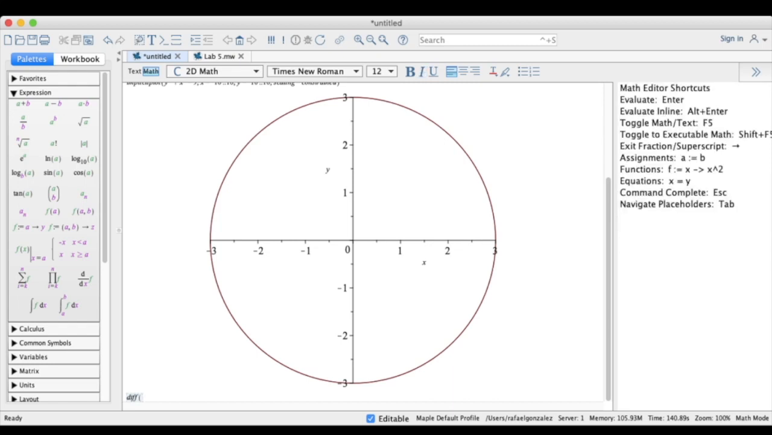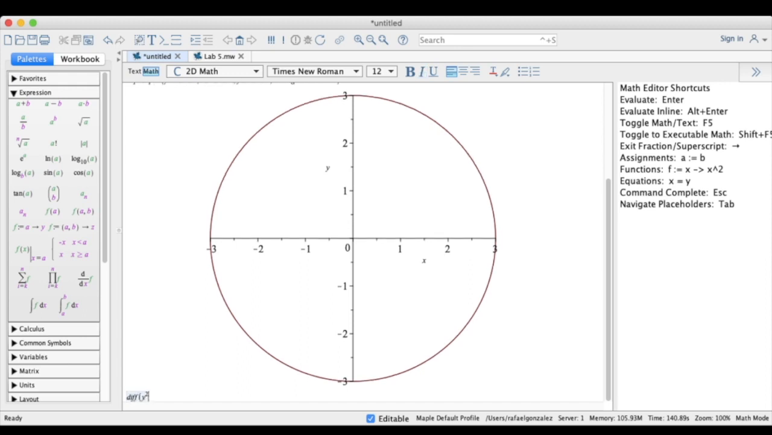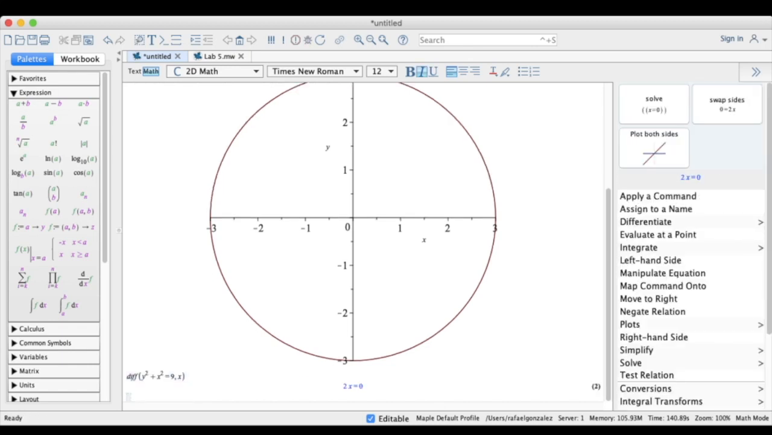So if I was to use this command, I would use y squared plus x squared equals 9, and then I'm taking the derivative with respect to x here, and I get that 2x equals 0, which is not what I'm looking for, because if you remember from your class, when we take the derivative implicitly, we should get that dy dx or y prime equals something in terms of x and y. So this doesn't do it for us.